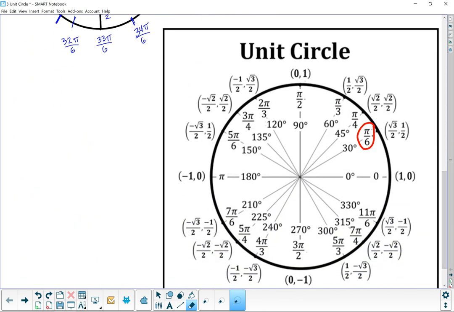Because we need negative, that means that our answer is not pi over 6, actually, because this would give me positive. I need the ones that are opposite. So it'd be 1/2 divided by negative radical 3 over 2. So my first answer would be 5 pi over 6.